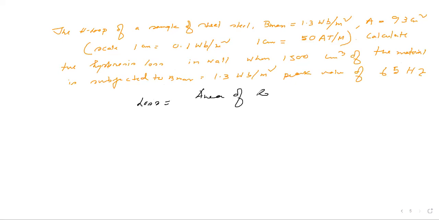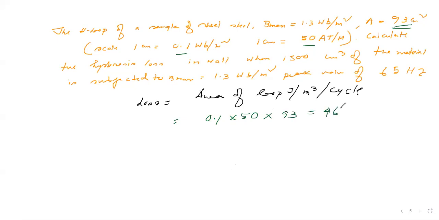area of loop, that is joule per meter cube per cycle. So how will we find the area of loop? For that purpose you have to consider the scale, 0.1 into 50. That represents the scale factor, and the actual area is 93. So that is into 93, which equals 465 joule per meter cube per cycle.